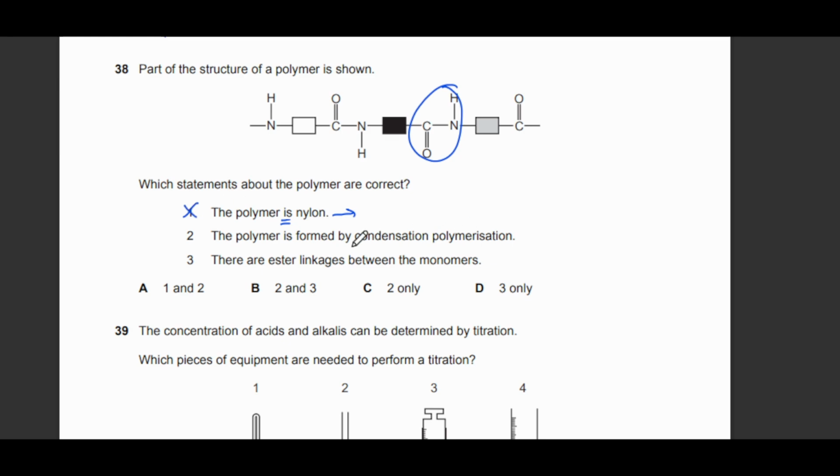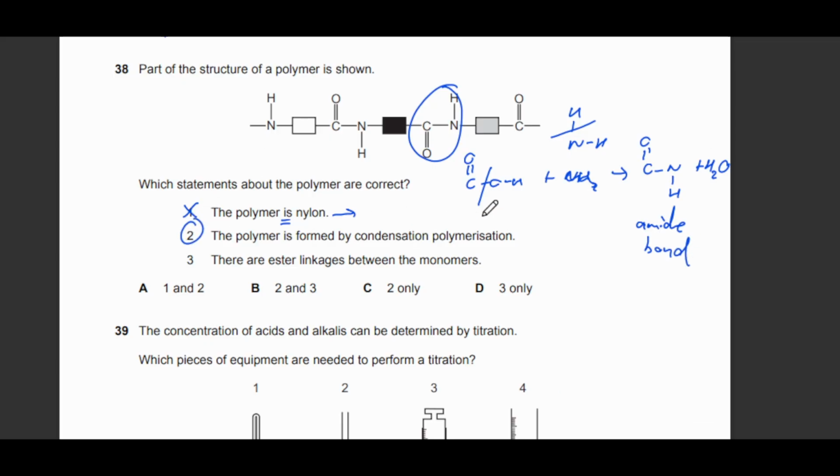The polymer is formed by condensation polymerization. That's correct. So when you react the COOH with the NH2, right? You will actually get this bond, and you release H2O. So you cut one hydrogen off, and then the OH and the H will form water, and then the bond will form. This bond is called the amide bond. Right? So yes, it's correct. Condensation, because it releases water. There are ester linkages between the monomers. Wrong, because this is an amide bond. It's not an ester link. Okay? So 3 is wrong. So the answer is C.